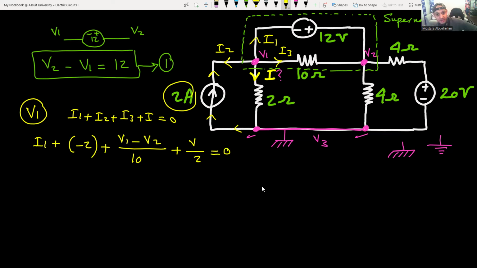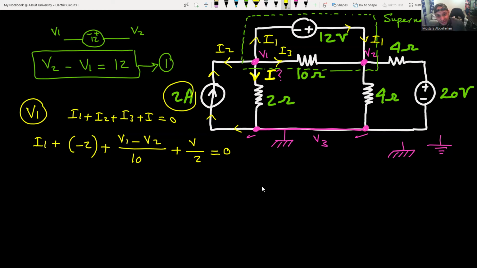Now what is I1? I1 is flowing in the voltage source. So we can't apply V1 minus V2 over something, because we do this when you have a voltage difference over a resistance, not a battery. So what we're going to do is continue the journey of I1. I1 is going to V2 in here. Okay, this is I1 here.